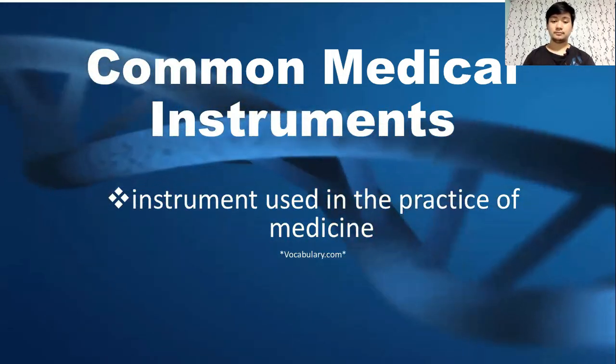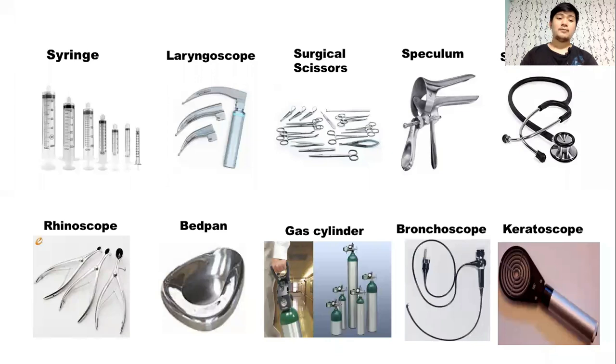Source: vocabulary.com. The first example is syringe. Next, laryngoscope, surgical scissors, speculum, stethoscope, rhinoscope, bedpan, gas cylinder, bronchoscope, keratoscope.